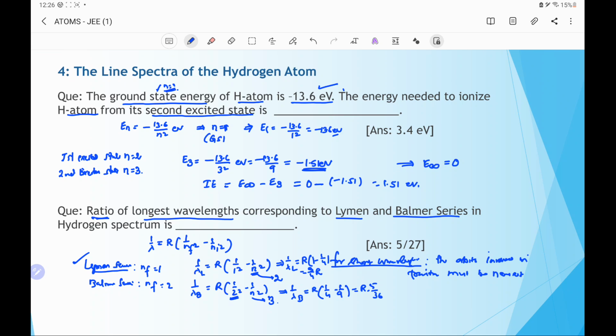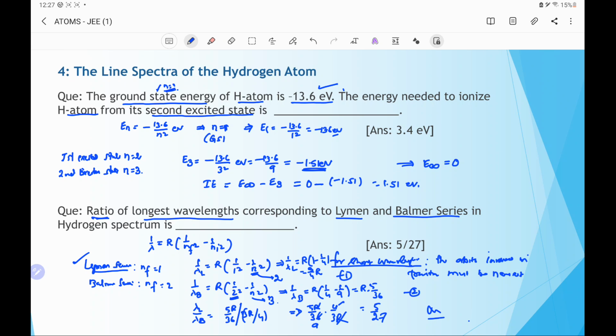Now we have to take the ratio of Lyman and Balmer series, so lambda L by lambda B. For this, we have to divide expression 2 by 1. If we divide expression 2 by 1, we will have 5R by 36 divided by 3R by 4. So this implies that 5R by 36 into 4 by 3R, R and R get cancelled, 4 gets cancelled with 36 to give 9. So we will have the answer 5 by 27.